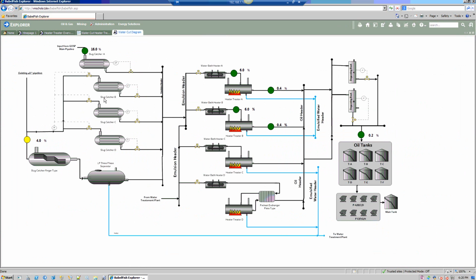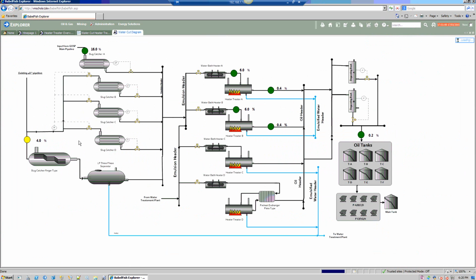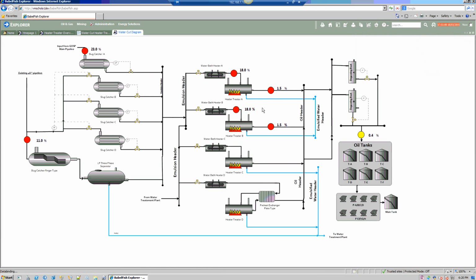This is basically a water cut diagram in which we are measuring the water cut at the key points. So you will see the water cut at the key points, and this is all live data. If I change the date to 17, I will see that my water cut at the inlet of the sweat catcher has turned red. So the problem has started, and the problem has migrated to the heater treaters. And if I go to the 18th of March, you will see that all the points have turned red and the problem is migrated to the oil tanks. So it is very good in monitoring key parameters in your equipment.